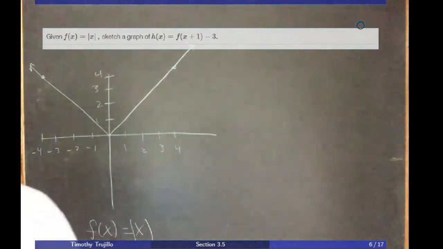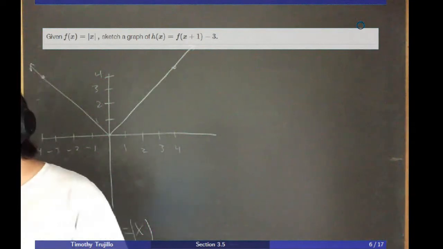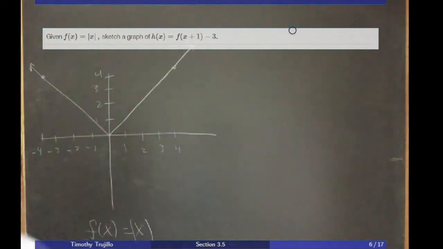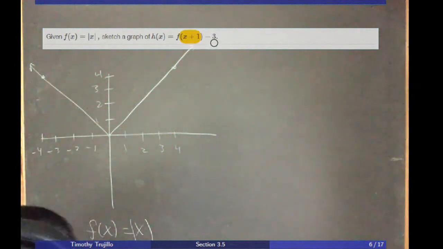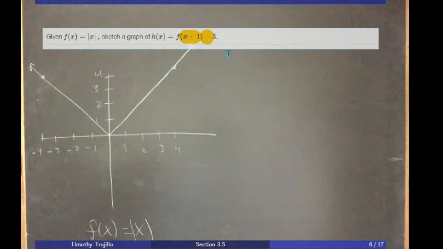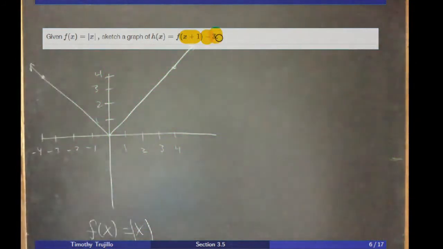Okay, so everybody is saying left by 1, down by 3. Yep, that's exactly right. So here's the horizontal shift. It's what's next to the x. We're adding 1, so that's to the left by 1 unit. And then we subtract 3 from the output of the whole entire function, so that's moving down by 3 units.